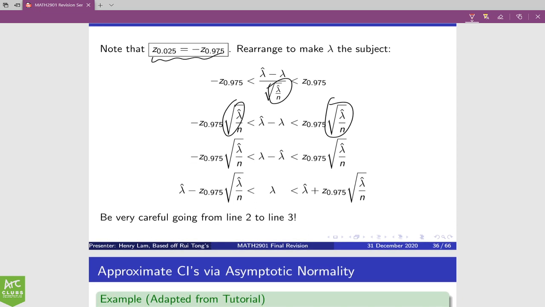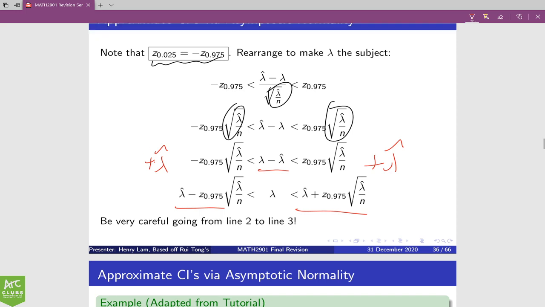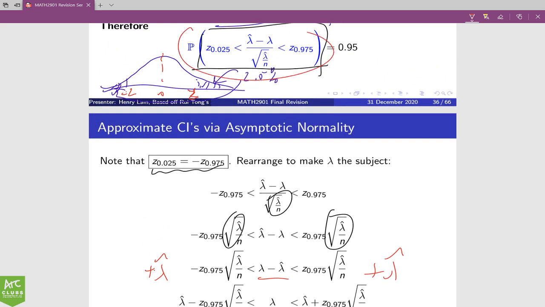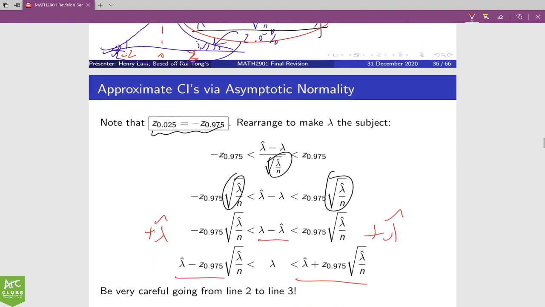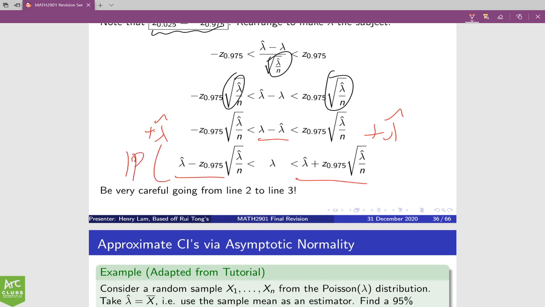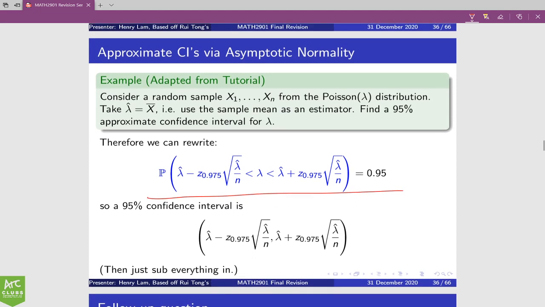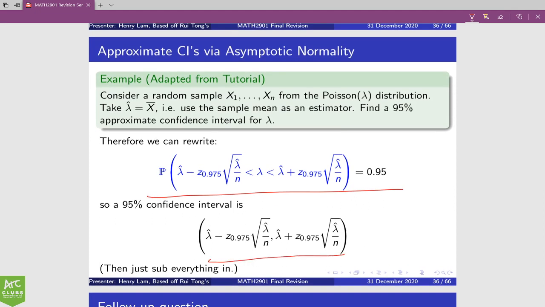And then here, all you need to do is make lambda the subject, so you add lambda hat to both sides. And so you have this. You found a lower and upper bound. And remember, this is done within the probability, and you didn't change anything else, so the probability should still be 95%. Hence, we have found a 95% confidence interval for our parameter.